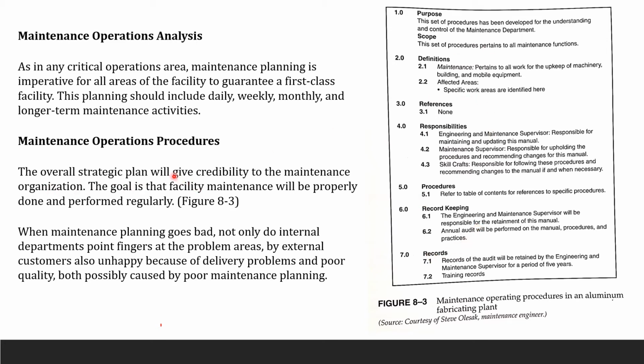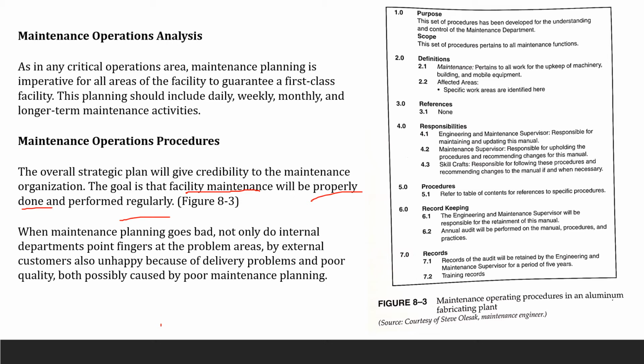So the overall strategic plan is going to give credibility to the maintenance organization. So we need a plan. The goal, again, is that facility maintenance will be properly done and performed regularly. What we want is for everything to just keep going. Therefore, we need the maintenance to be done properly, and we need the maintenance to be performed regularly.